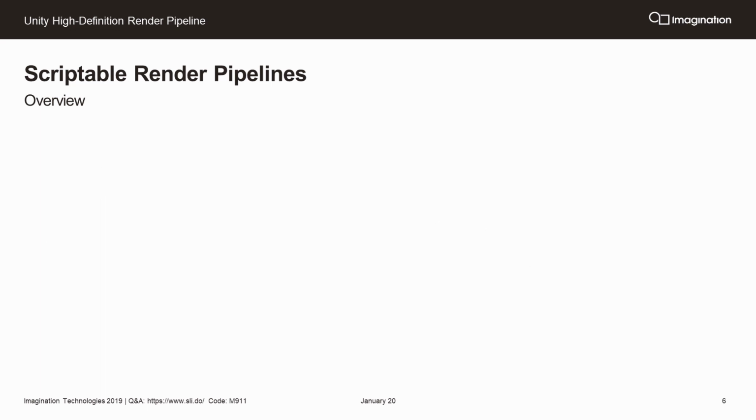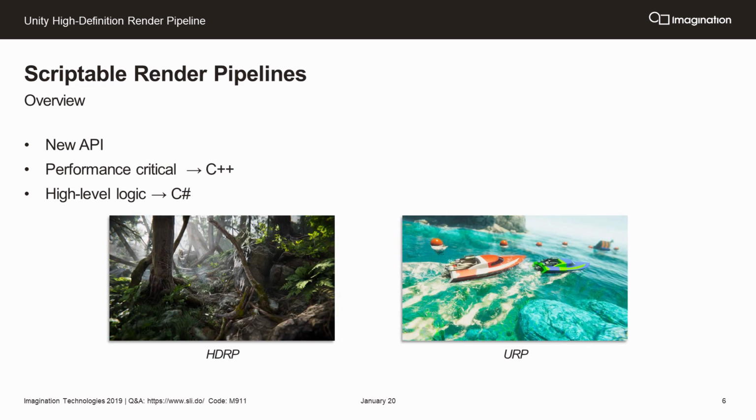So the solution for this was scriptable render pipelines. So this is a new API for creating pipelines introduced in 2017. So in this pipeline, performance critical components such as culling, sorting, and batching are all handled in the C++ side, while you write your high-level rendering logic such as camera setup and various rendering techniques in C#. Out of the box, we have two pipelines, the HD pipeline and the universal render pipeline, also known as the lightweight render pipeline previously. So let's start off by looking at the HD pipeline.